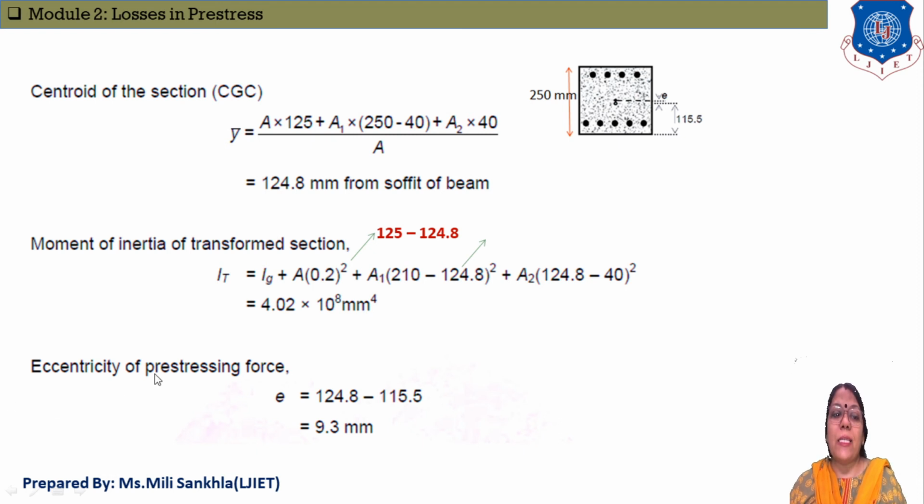Okay, now the eccentricity of this prestressing force. Ultimately, to find the losses, we first find the eccentricity. Eccentricity E is equal to this y bar, 124.8, and this y bar is equal to the actual. When we apply the initial prestressing force, the y bar is equal to 115.5. Eccentricity E is the difference between CGS and CGC. So here 124.8 minus 115.5 is equal to 9.3, and this eccentricity is at the stage of transfer.